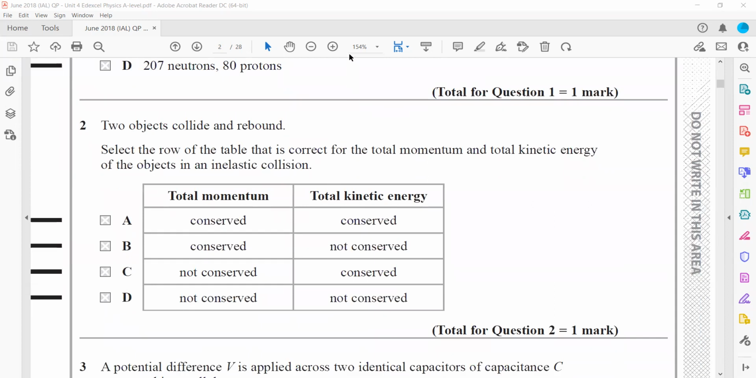Two objects are colliding and rebound. Select the table correctly showing total momentum and total kinetic energy if the collision is inelastic. Momentum is always conserved, for elastic or inelastic, in an isolated system, but kinetic energy is not conserved because it's inelastic. So kinetic energy is not conserved, but the momentum will be conserved.